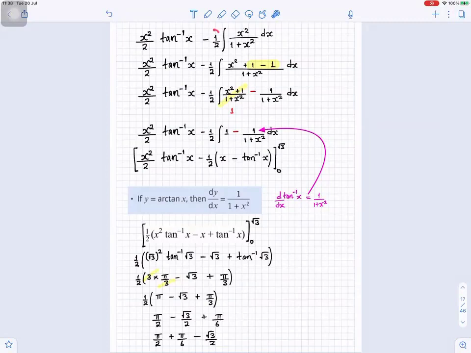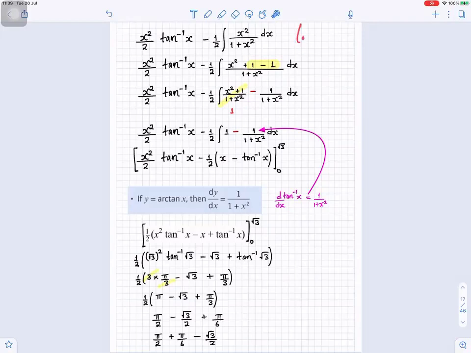So now we take half out of the bracket. And then now to integrate this, we can split it as partial fractions. So we have x squared plus 1 over 1 plus x squared minus 1 over 1 plus x squared. So what we've done here, we've added 1 and minus 1. It doesn't change the fraction. So that gives us x squared plus 1 over 1 plus x squared minus 1 over 1 plus x squared.